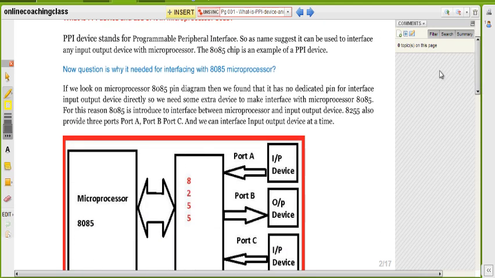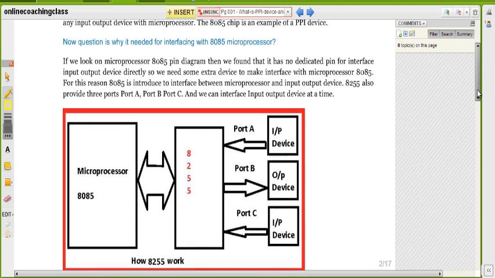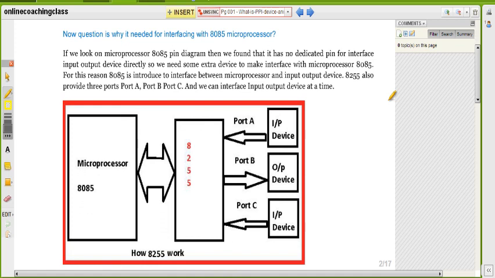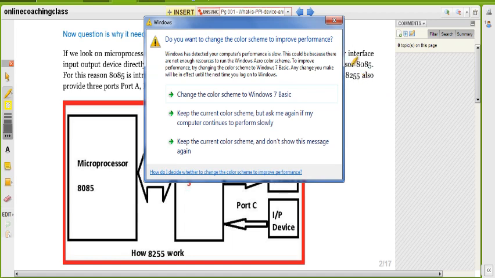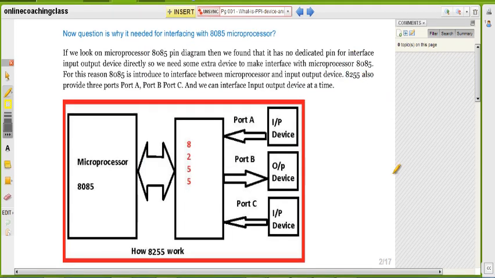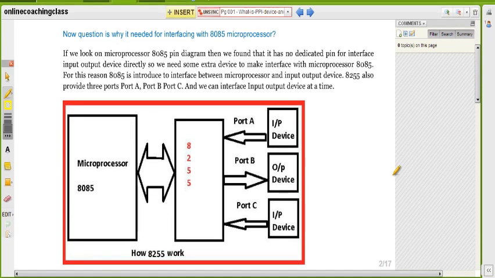Now the question is, why is it needed for interfacing with the 8085 microprocessor? Actually, in the 8085 microprocessor, there is no provision to connect any other peripheral device directly with its pins. If you look at the 8085 pin diagram, we find that it has no dedicated pin for interfacing input-output devices directly. So we need some extra device to make the interface with microprocessor 8085. For this reason, 8255 is introduced to interface between the microprocessor and input-output devices.